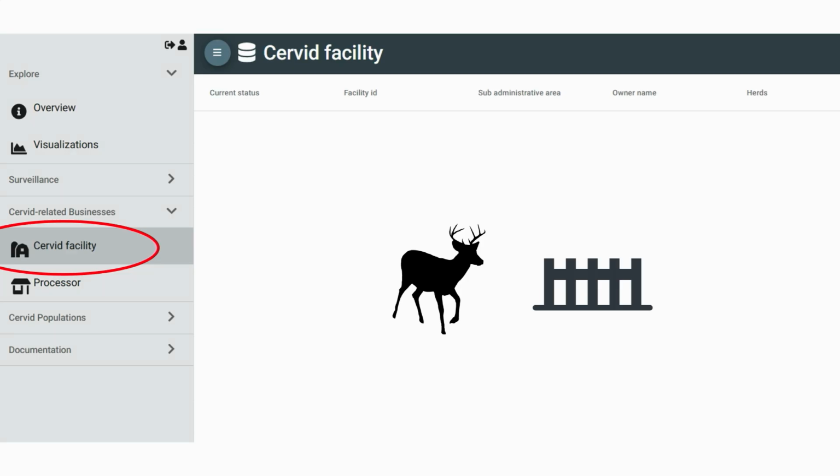The cervid facility collection describes captive cervid facilities in your region, including cervid farms, preserves, and breeding areas. You can store facility and owner details, facility conditions and activities, and herd composition. These data can be useful for CWD surveillance planning and outbreak response.